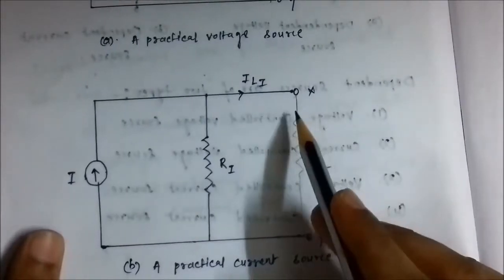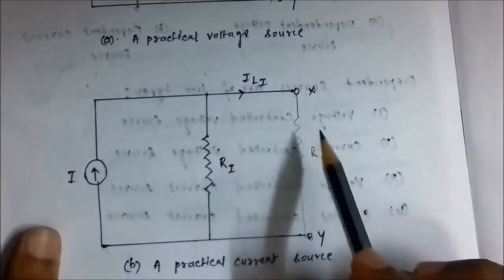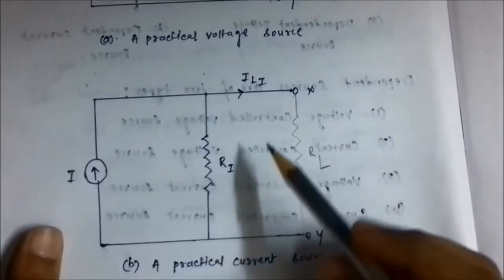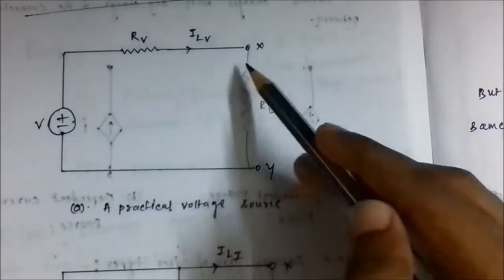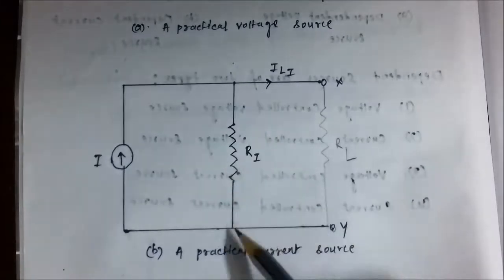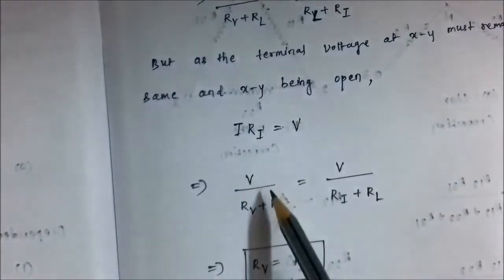But here there is no physical load resistance connected. So this current is 0 and the entire current flows through this resistance Ri, and the terminal voltage across this end and this end should be the same. Here the terminal voltage is equal to V. So here too the terminal voltage is equal to V, which means that I into Ri is equal to V.